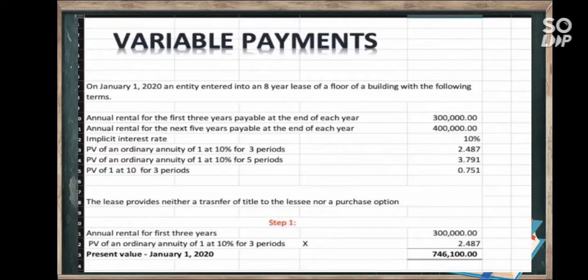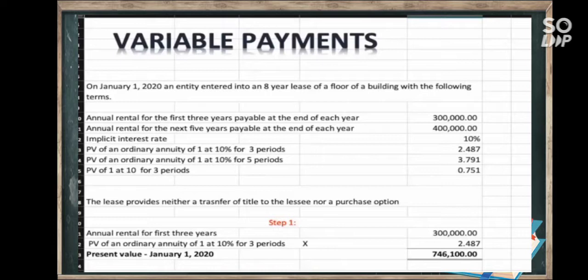Here's an illustration for the variable payments. On January 1, 2020, an entity entered into an 8-year lease of a floor of a building with the following terms. Annual rental for the first 3 years payable at the end of each year is 300,000. Annual rental for the next 5 years, payable at the end of each year, is 400,000. Implicit interest rate is 10%.